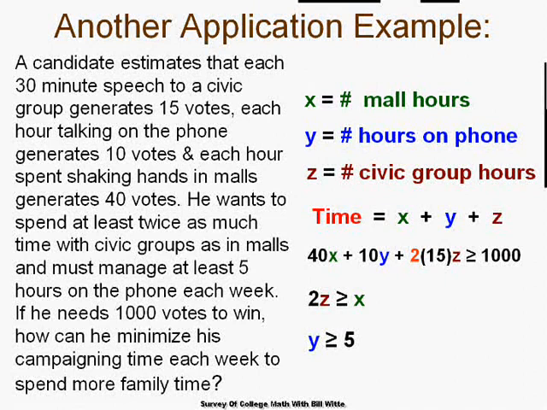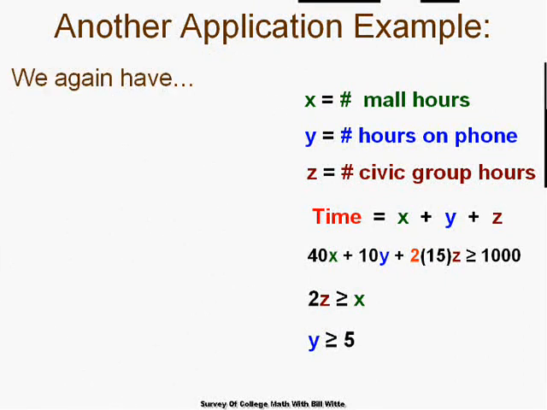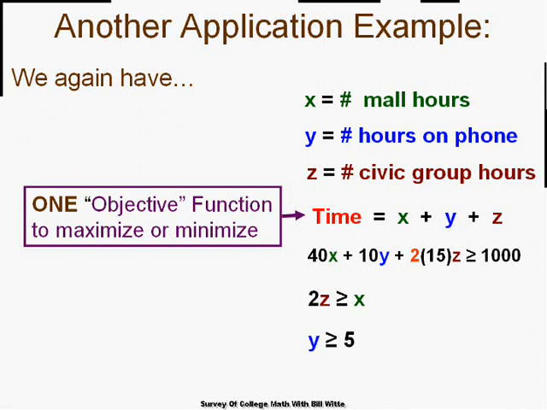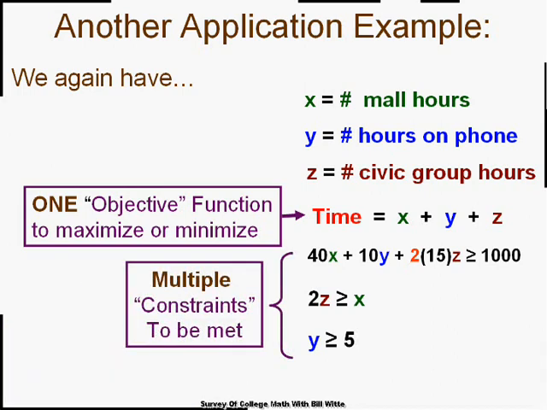Okay? So again, we'll always have one objective function that we can either maximize or minimize, and that's going to be, in this case, the time function. That's our objective function. And I'll show you how to do that next time. I just want you to be able to come up with the functions and the constraints. And so we have one objective function and then multiple constraints. There may be many of them. In this case, there's only 3.